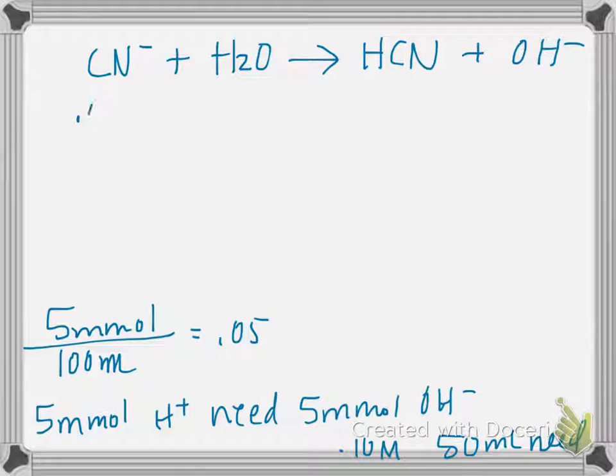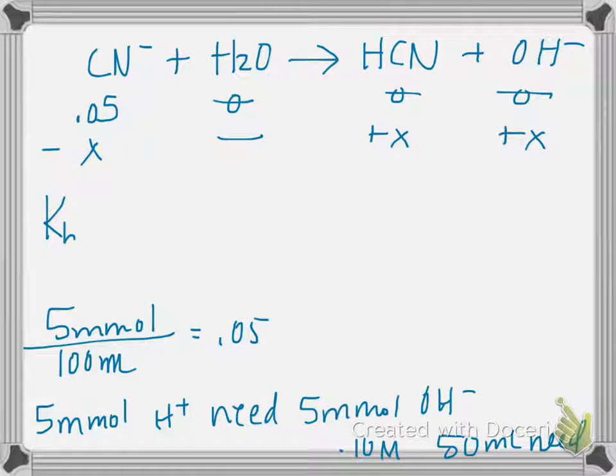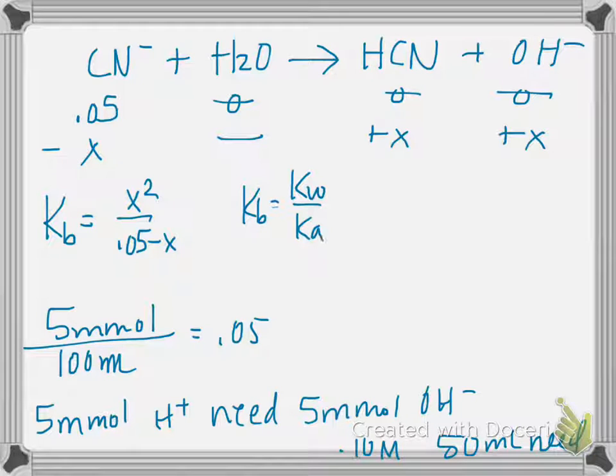So that's how much cyanide molarity we have, okay? And then, of course, this is zero, and this is zero, and this is zero. So then we're going to do minus X. We don't care about this because it's liquid water. And then plus X, and plus X. So now using our equilibrium, we can do Kb is equal to X squared over 0.05 minus X. So that's just figuring out what our hydroxide concentration is here. In order to get our Kb value, we do Kb is equal to Kw over Ka, and that's going to be equal to X squared over 0.05, because we always try to neglect when possible.